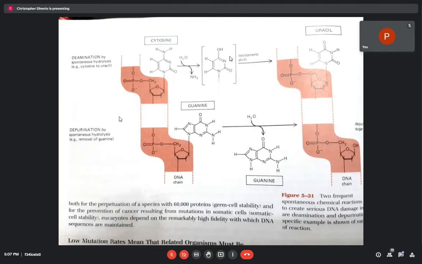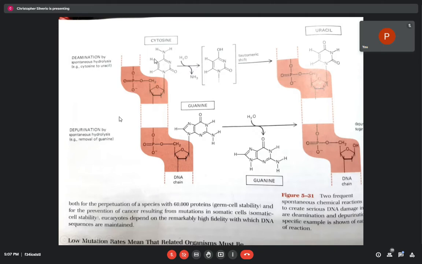When the amino group of the cytosine is removed, cytosine now will be changed to what? It will be changed to uracil po. Uracil. You look at the diagram, so this is now the uracil. Okay.